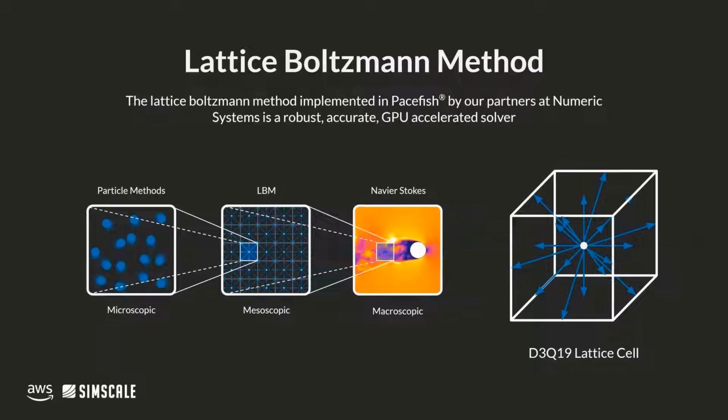The three dimensions of space, forwards, upwards, and sideways, are discretized by the lattice. Next, velocity and time within the lattice are discretized by choosing a lattice model. For Pacefish, this model is the D3Q19 model, allowing for 18 particle trajectories plus one rest condition.